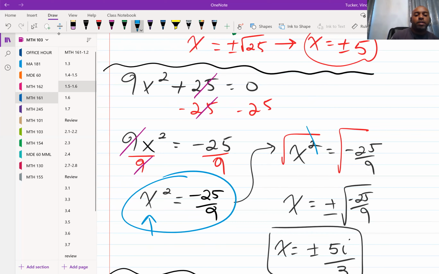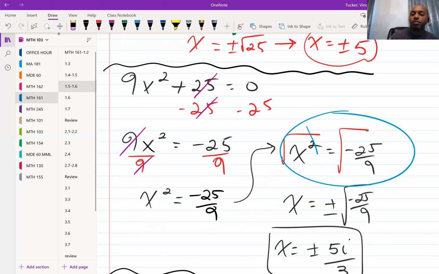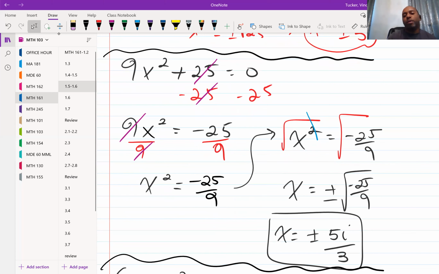So now that I have x squared isolated by itself, I can take the square root of both sides, which gives me plus or minus on the right, square root of negative 25 over 9. And then the square and the square root cancels on the left, which is what I need. Taking the square root of both sides, notice I have a negative under my radical. So the square root of negative 25 would be 5i, and then the square root of 9 is 3. All right, questions.